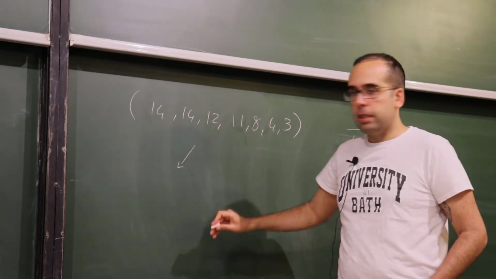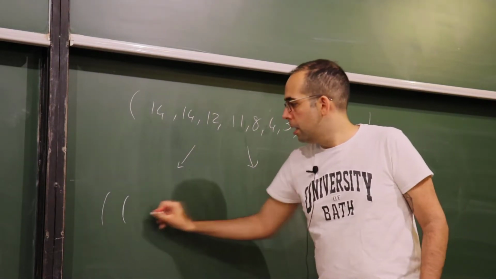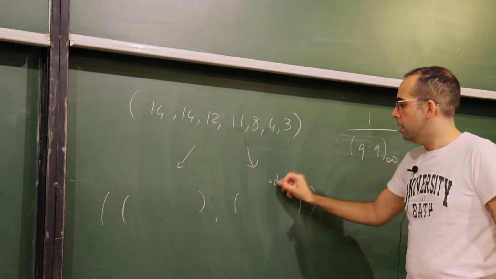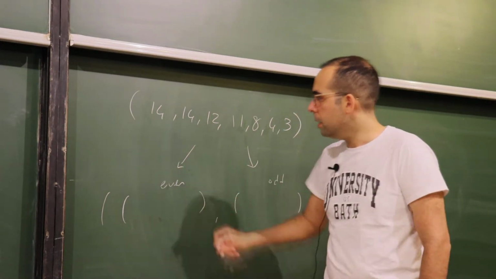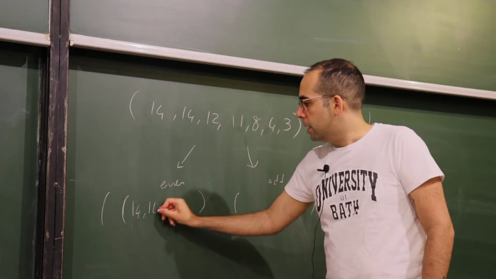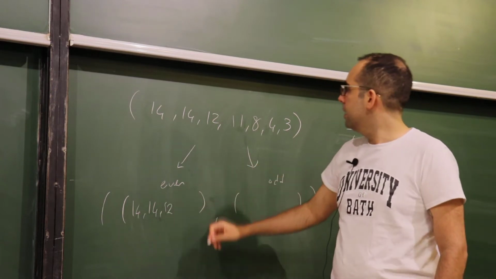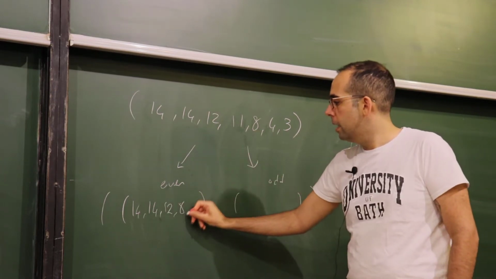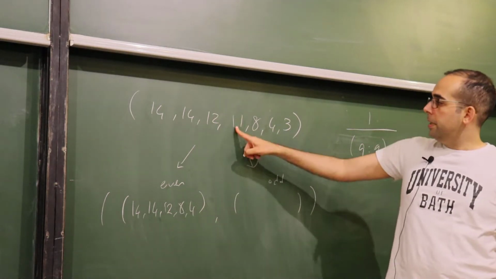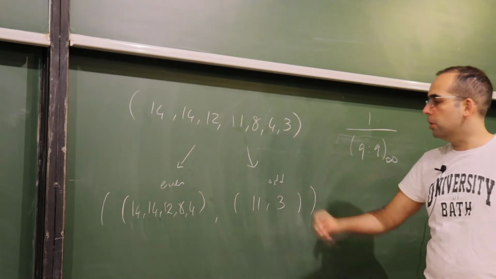Let's try it. So I will split this into two pieces. I will put all the even parts in the first basket. I will put all the odd parts in the second basket. So 14 is even. I'll keep it that way. 14 is even. I will keep it here. It's also an even part. Then 12 is even. That's good. 8 is there. Then 4. 3 is odd, so we don't use it. 11 is odd, so it goes in the second basket. And 3 is odd. It goes in the second basket.